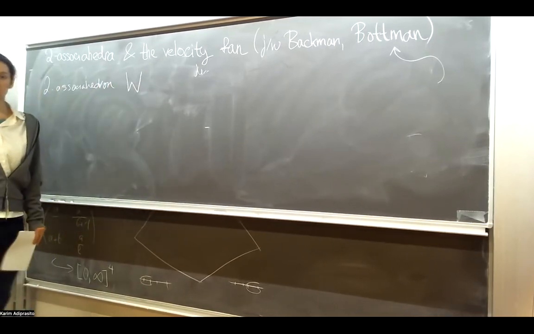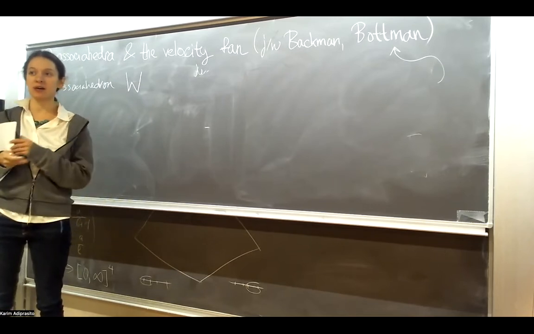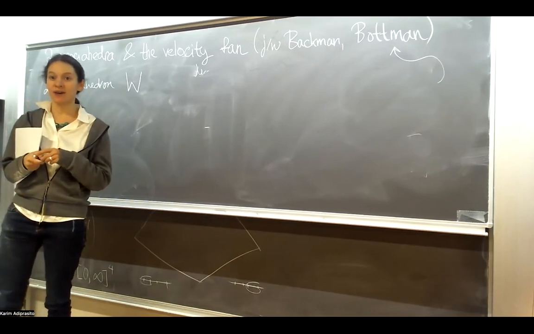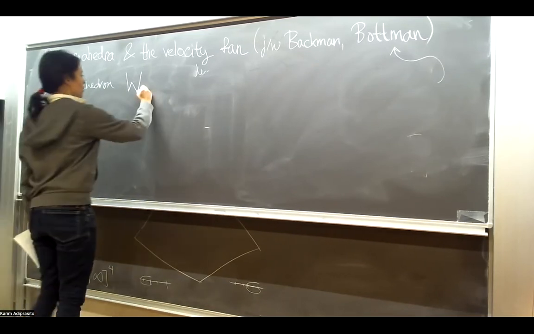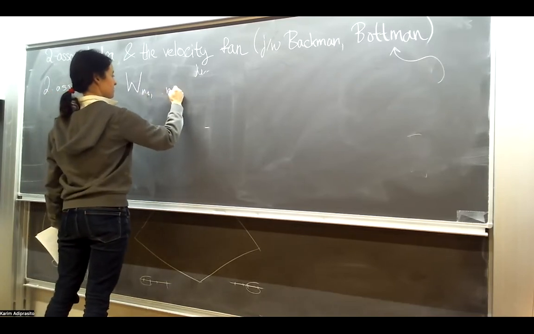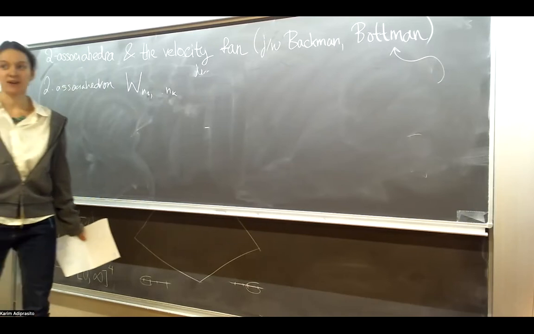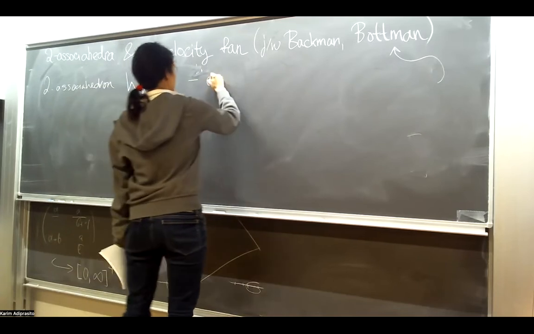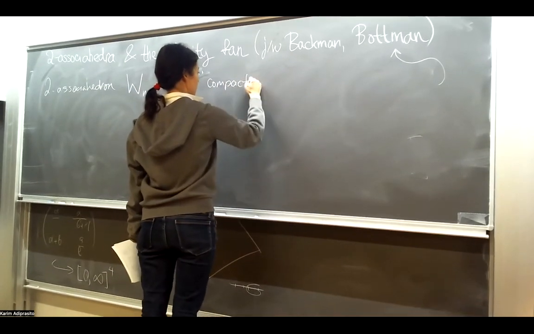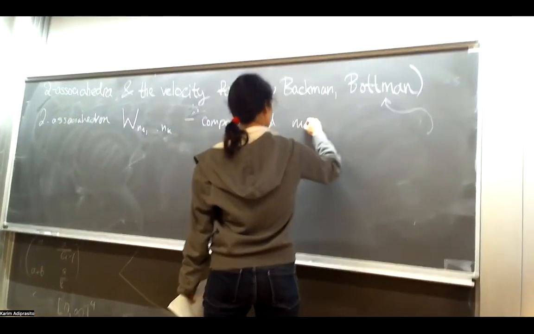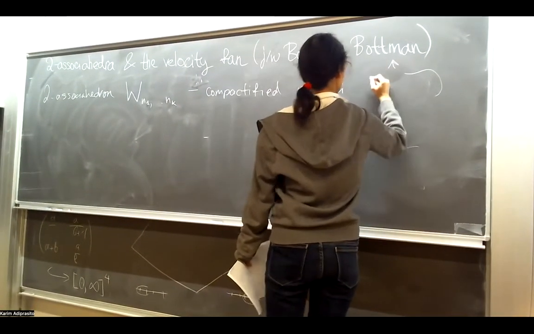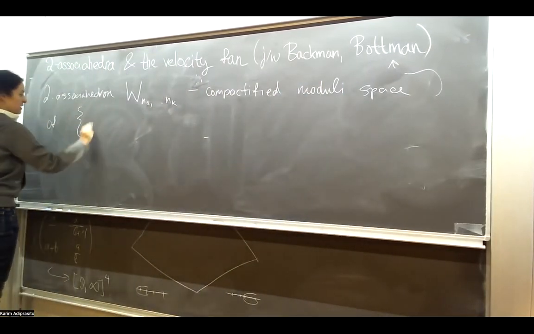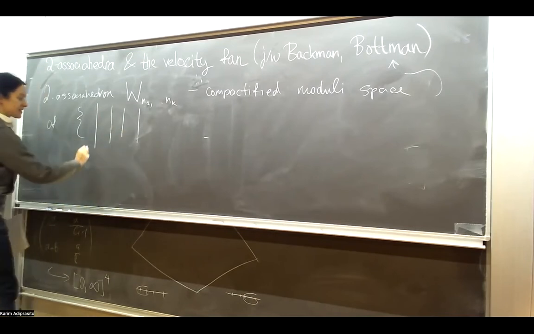Two-associahedra are a bifamily, meaning that an index of a two-associahedron will be not one number, but a bunch of non-negative numbers, n1 to nk, each of them 0 or larger. And this thing will be, again, a compactified moduli space of arrangements where you have k lines.